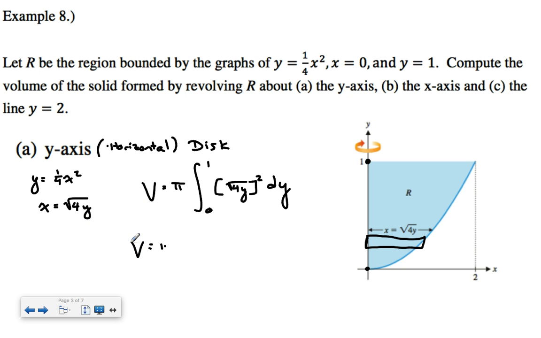So volume equals pi times the integral from 0 to 1 of 4y dy. If I take the antiderivative of 4y, I should get pi times 2y squared. And I'm going to evaluate that from 0 to 1. And I don't need to plug in the 0. So what I actually get for a volume of this rotational solid, which would be a paraboloid, will be 2 pi cubic units. Okay, that's just a little bit of review, understanding that we couldn't use a vertical representative rectangle, we had to use a horizontal.